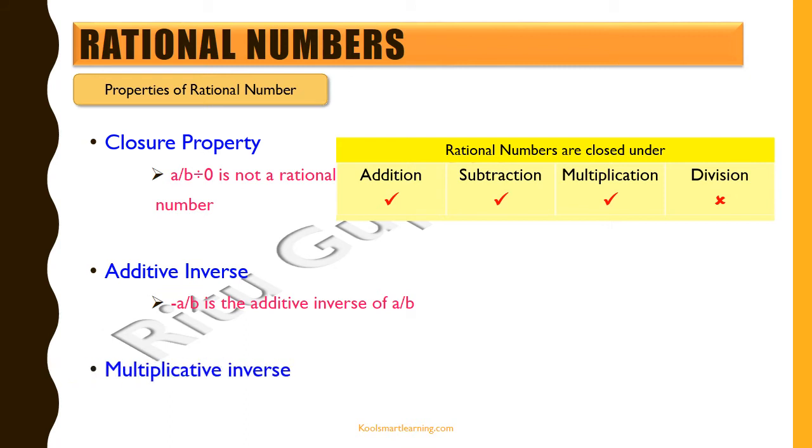So minus a by b will be the additive inverse of a by b. Multiplicative inverse. What is multiplicative inverse? Multiplicative inverse is the number which, when multiplied by the given number, will result in a 1. So we can clearly say that a by b when multiplied by b by a will result in a 1. So b by a will be the multiplicative inverse of a by b. So the multiplicative inverse of any rational number would be its numerator and denominator switching places with each other.